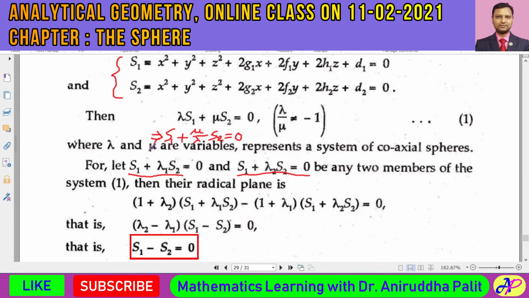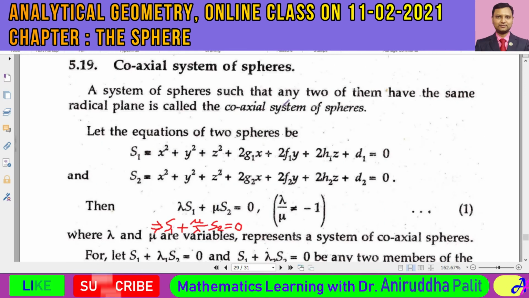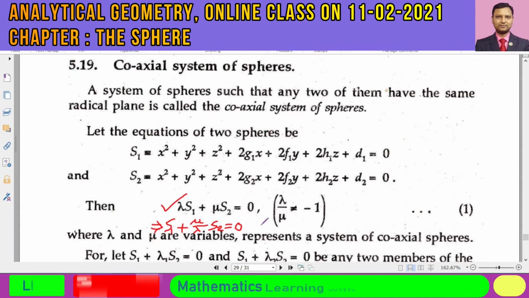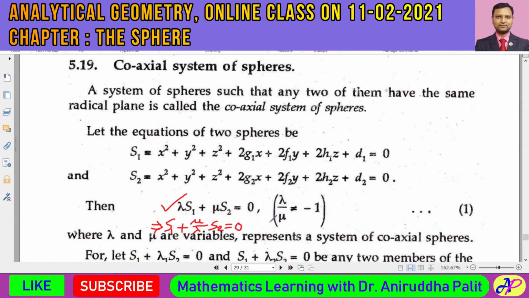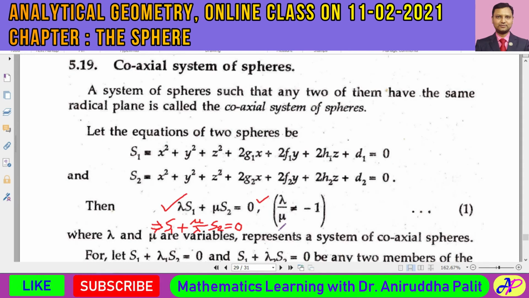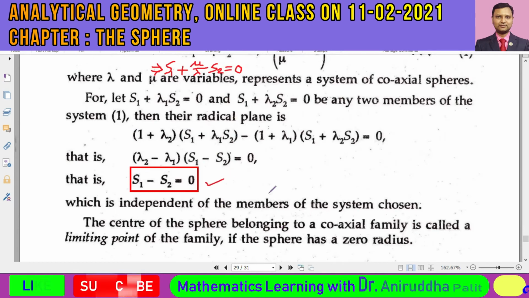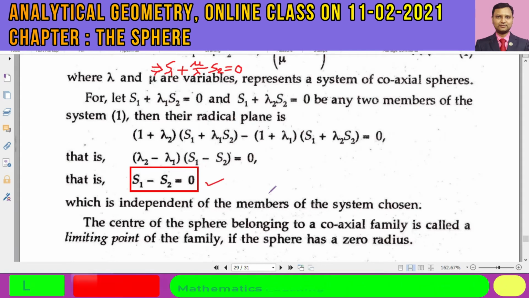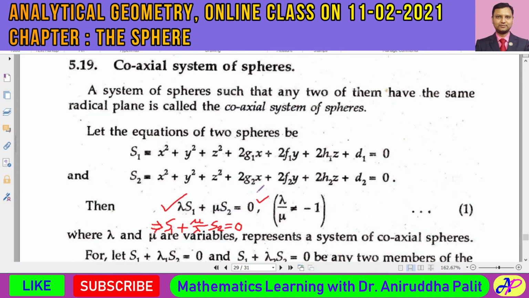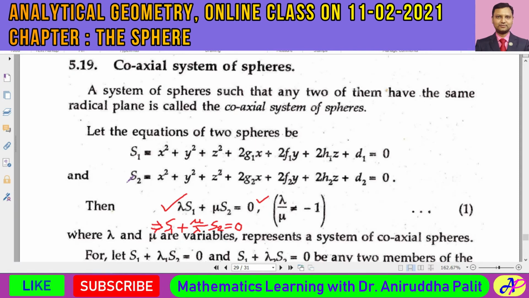So in what we observe, we can say that in this coaxial system any sphere can be written in this way. And what is the property? The property is that any two members obtained from this system of spheres will have the radical plane equal to S1 minus S2. So the radical plane will always be the same over here.